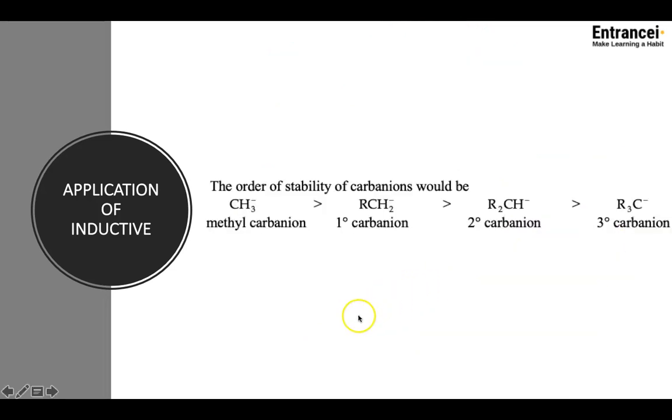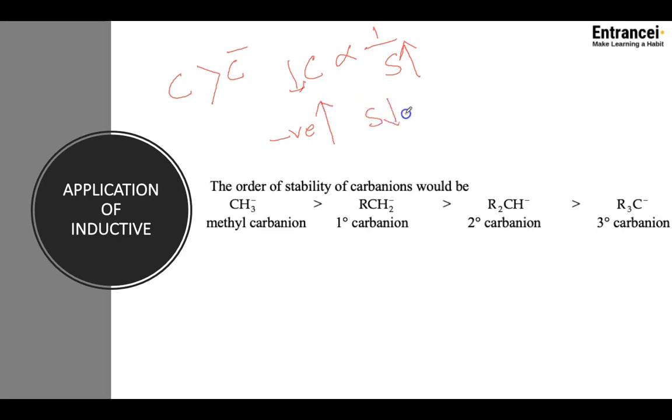Now, let us take an example of negative charge. The concept is valid in this case also. If I ask you between C and C minus, which is stable, you will say C. Again, charge is inversely proportional to stability. Higher the stability, lower will be the charge, and the reverse is also true. That means we have to see whether the negative charge is higher or lower. If negative charge is higher, stability must be lower.